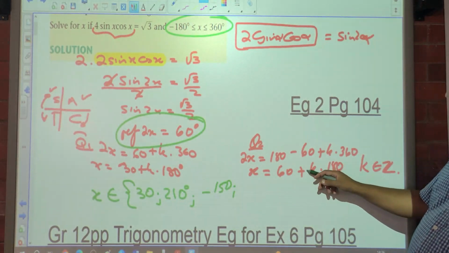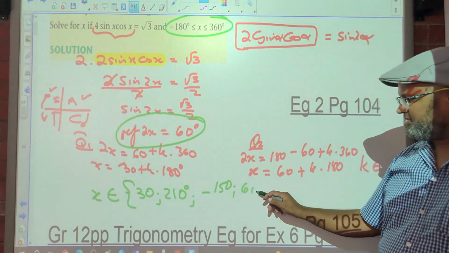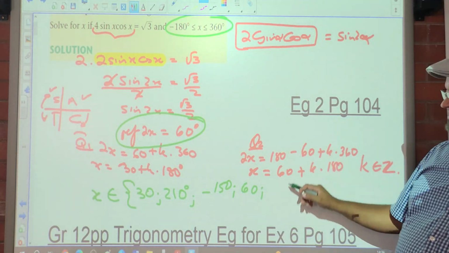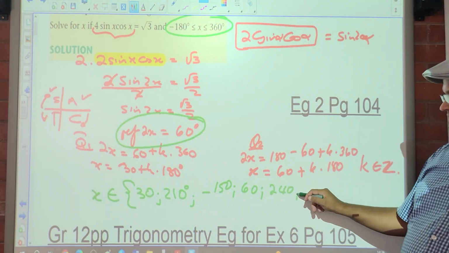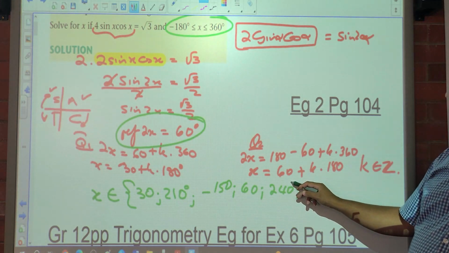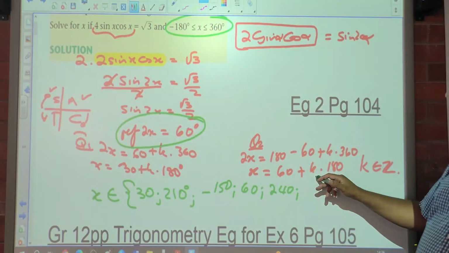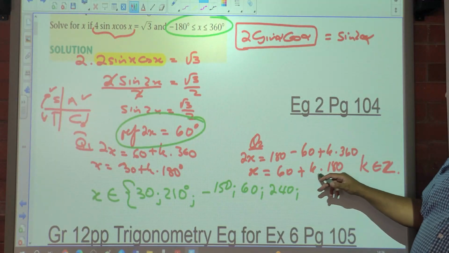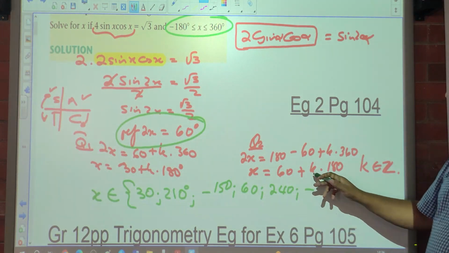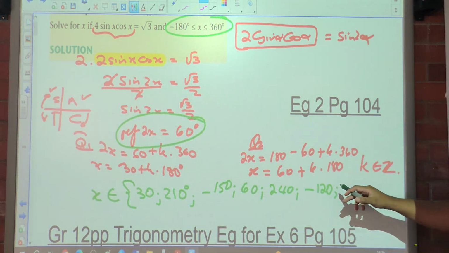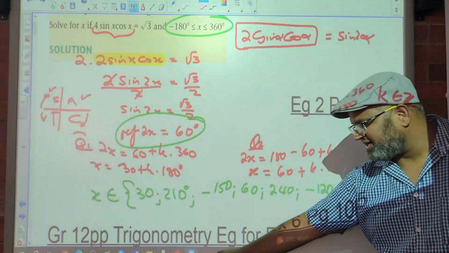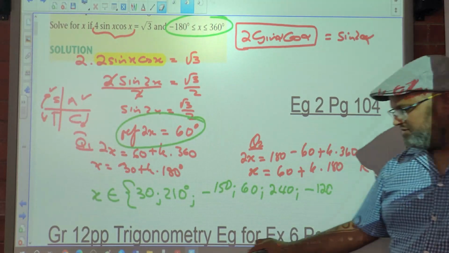Let's go here. If we put 0 in here, what do we get? 60. Put 1 in? 240, which is inside. Put 2 in? 360 plus 60 is 420, which is outside. Put minus 1 in: 60 minus 180, you get negative 120. Put minus 2 in: negative 360 plus 60 is negative 300, which is again outside. So do I write that down? No. There's your answer.